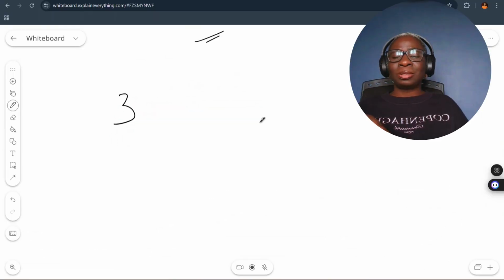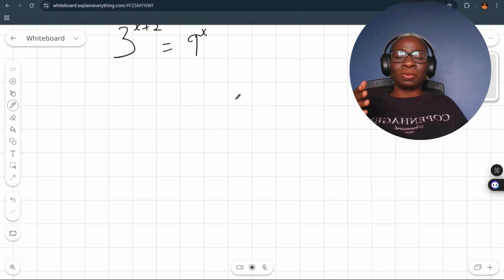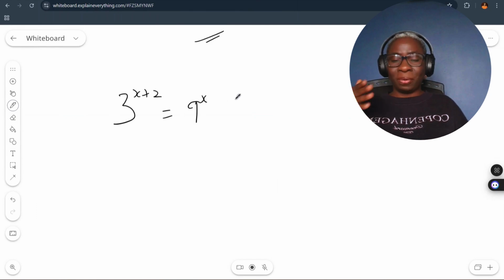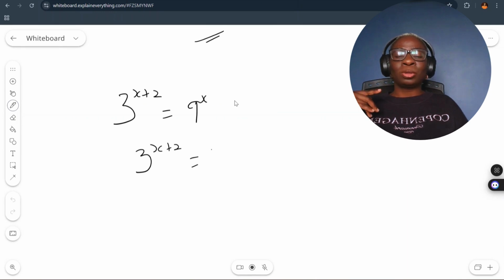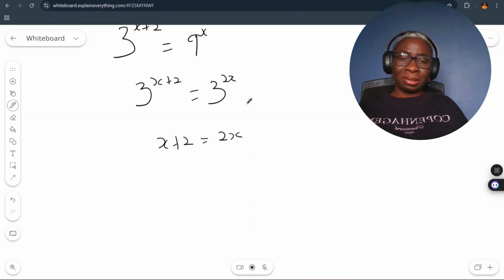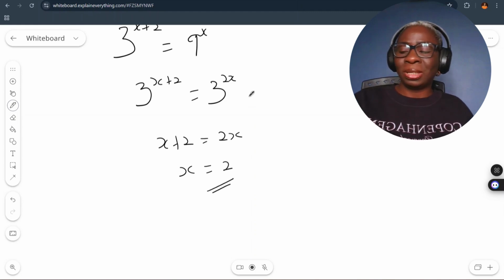Next question says 3 raised power x plus 2 equals 9 raised power x. Take a look at both sides. You can see that we can also express 9, the right hand side, as a power of 3 that we have on the left hand side. So here we would have 3 raised power x plus 2 to be equal to 3 raised power 2x. Simple. Then we equate the powers, so that we have x plus 2 to be equal to 2x. Let's collect like terms. If x comes here, it will become negative. So we would have x equals 2. And that is it for the second question.